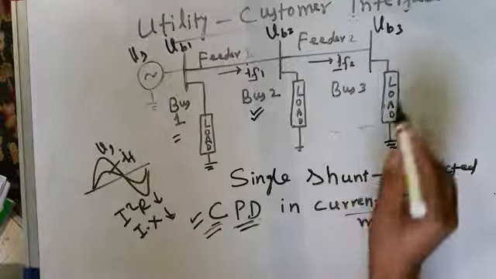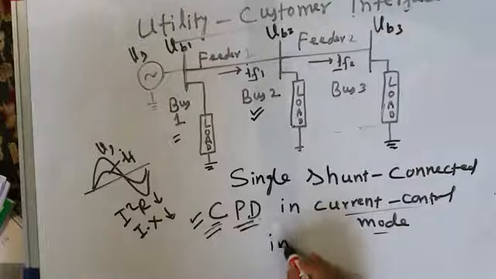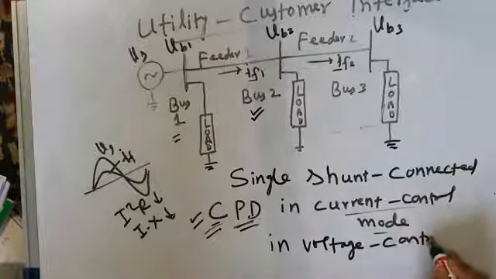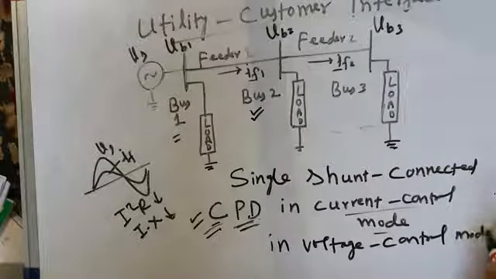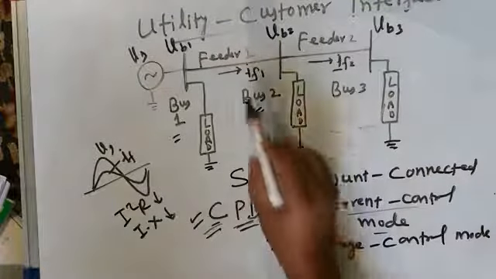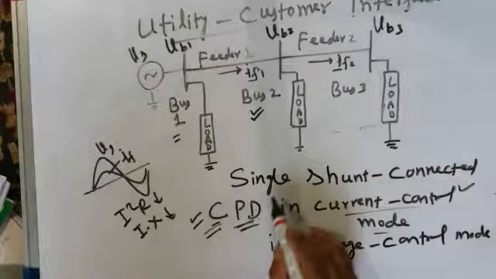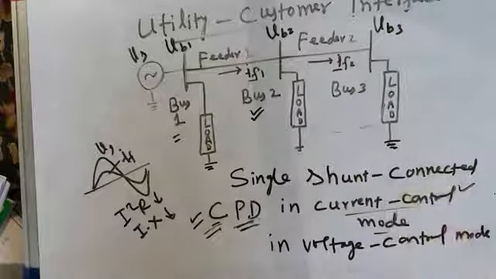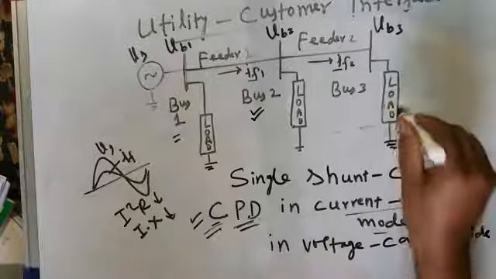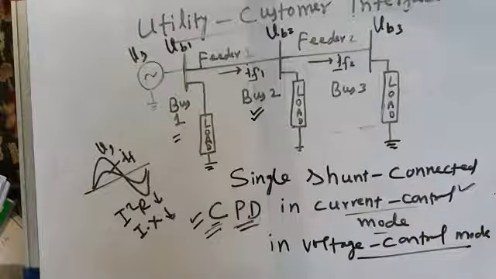But if it has to take care of voltage flickers, it has to then in that case operate in voltage control mode. The shunt connected device has two modes, current control mode and voltage control mode. For taking care of unbalanced three-phase currents, for taking care of harmonics, and for improving the power factor of the system, this shunt connected custom power device operates in current control mode. And for taking care of voltage flickers, because of electric arc furnace, which may be one of the loads here, it operates at that time in voltage control mode.